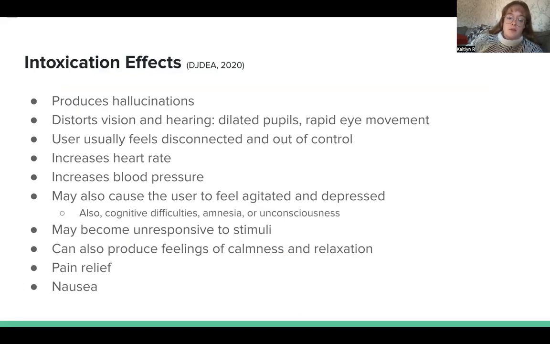The user may also feel agitated and depressed, which is kind of ironic, because ketamine can be used to treat depression, but taken not in a treatment setting, it can cause depression. It can also cause cognitive difficulties like with memory, amnesia, and even unconsciousness. The user may become unresponsive to stimuli. It can also produce feelings of calmness and relaxation. It also can be used for pain relief, and it can also cause nausea.